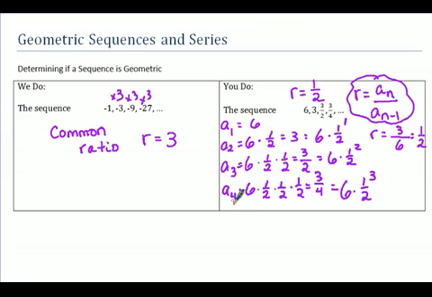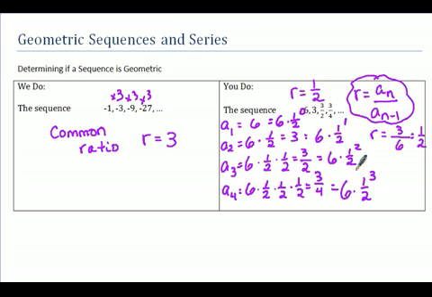Now notice, on my fourth term, my exponent is 3. On the third term, my exponent is 2. On the second term, the exponent is 1. The exponent is always going to be 1 less than the term number. It even works for our first term here. I could write this as 6 times 1/2 to the 0 power, remembering that anything to the 0 power is 1, and 6 times 1 would be equal to 6.